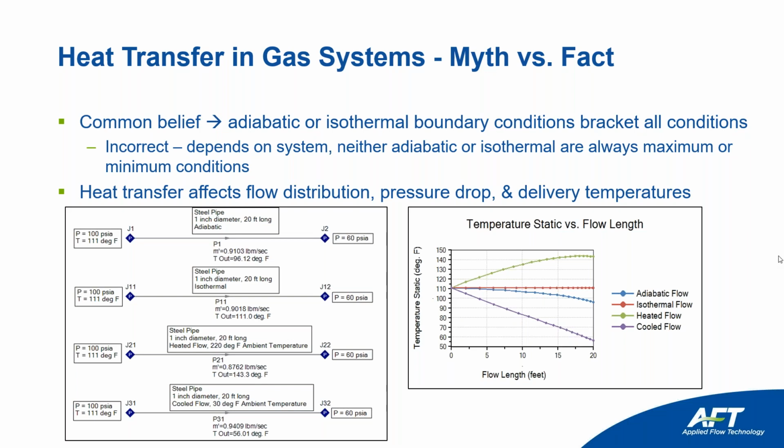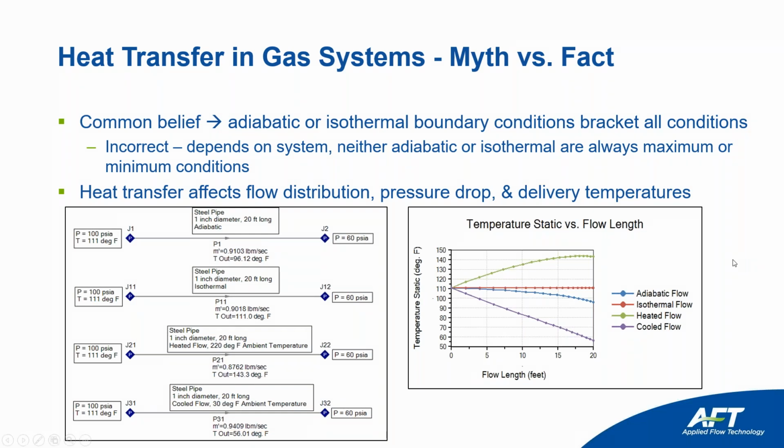In addition to temperature profiles, the heat transfer also will have an impact on your pressure and flow distribution. Here I have constant pressure drops in each of the pipes, so my flow rates are going to be different. If you look at the flow rate results here for each of these cases, what you would find out is the case where the gas is heated up produces the lowest mass flow rate out of the 4 systems, followed by the case where the gas is cooled, that's the highest flow rate. So again, simply assuming adiabatic or isothermal flow will not bracket all conditions. You need to account for your heat transfer properly.